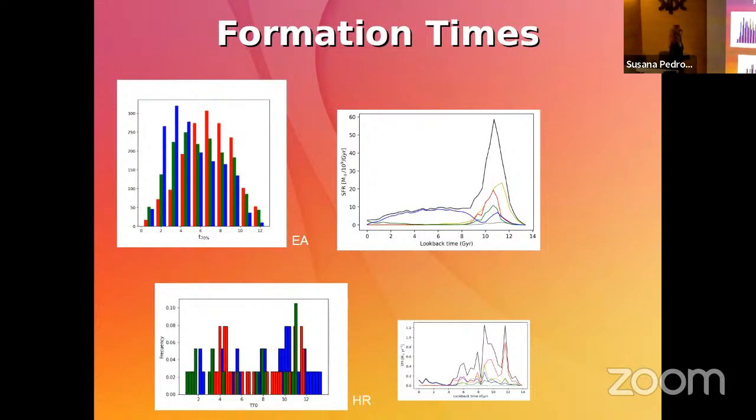You can see that in general, this is from Eagle. In general, both the rotating and dispersed bulge form at higher redshift. This is an example of one galaxy, but it's a very common feature. Both form at higher redshift, while the exponential disk is more secular and continues forming through all the evolution until redshift 0.